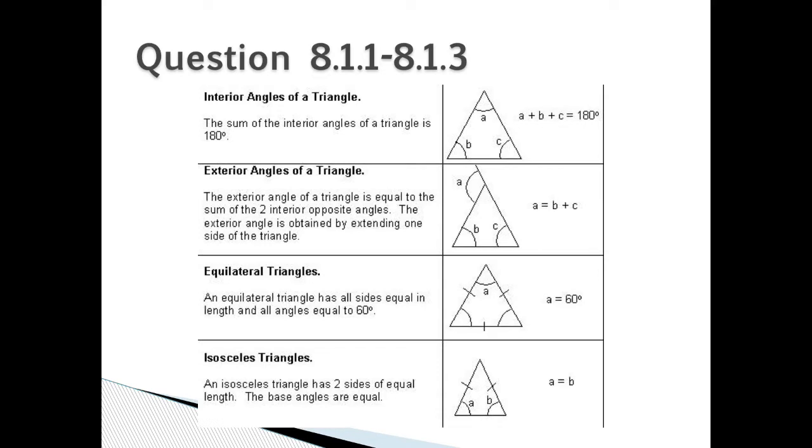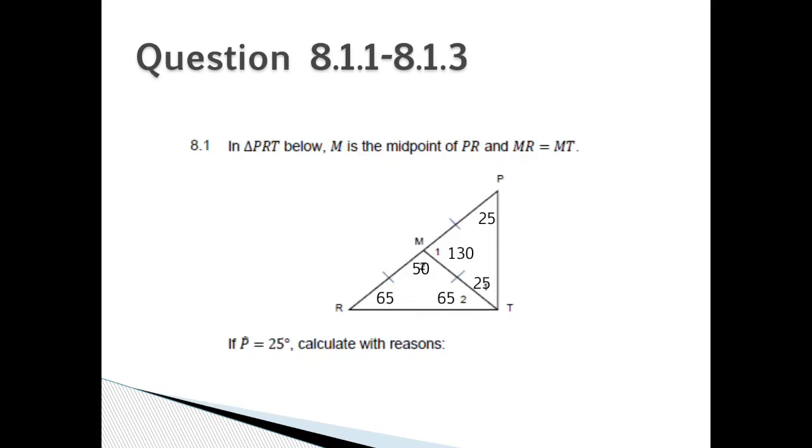Equilateral triangles have all sides the same length and all angles equal to 60 degrees. So A is equal to 60 degrees and all angles are the same. Isosceles triangles have two sides of equal length and the base angles are equal. So A is equal to B. If we look at our triangle and we are told that P is equal to 25 degrees, we know that T1 will also equal 25 because it is an isosceles triangle.